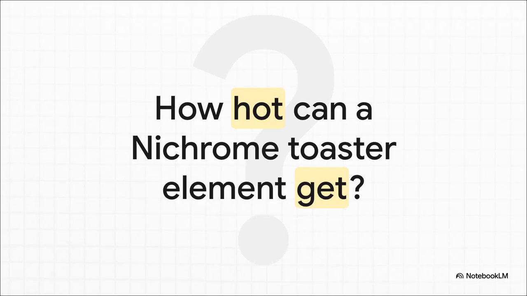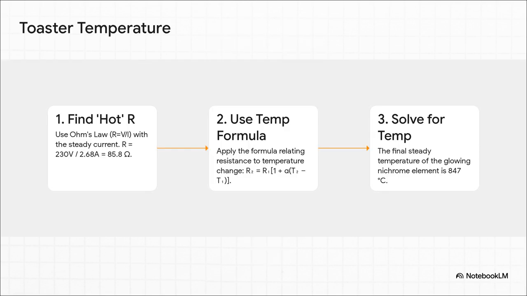Okay, let's put this to the test with something from your kitchen. A toaster. It works because the special wire inside, it's called nichrome, has just the right amount of resistance to get red hot. And now, with what we know, we can actually calculate just how hot it gets. So here's how we do it.